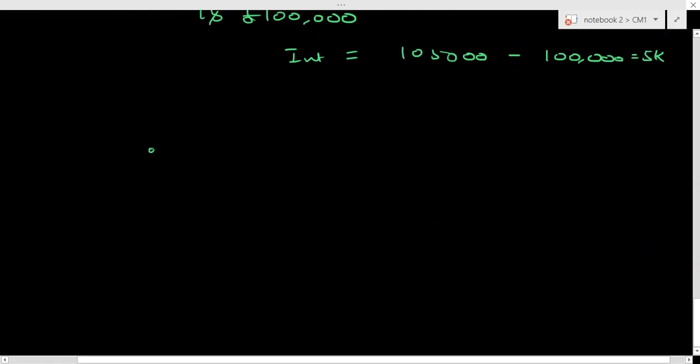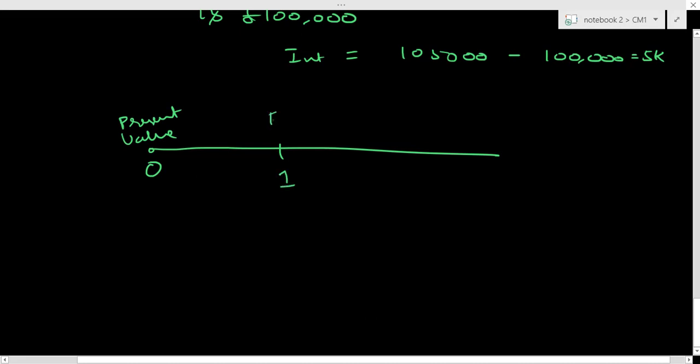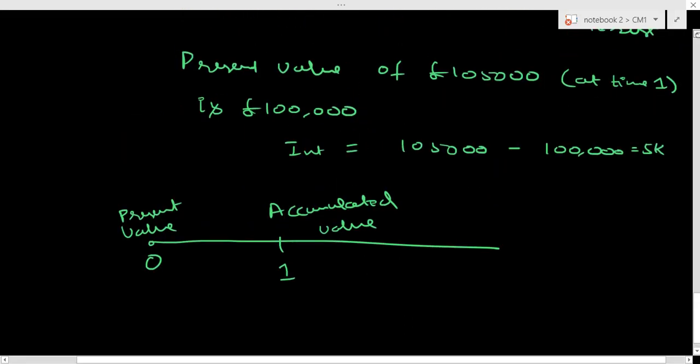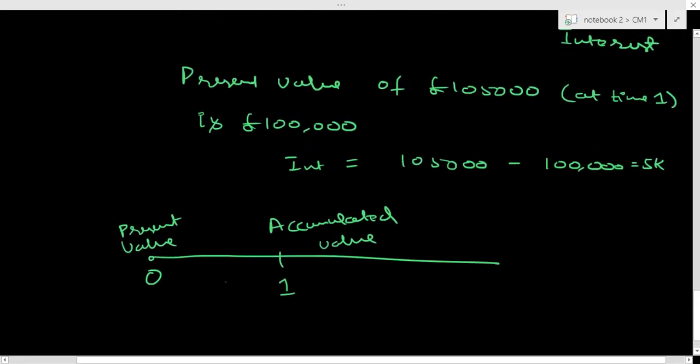So conclusively, I can say that the value at time 0 is called the present value. The value in the future at a future time is called the future value or accumulated value. That is, what is 100,000 pounds right now worth 1 year down the line? It's worth 105,000 pounds, because that's an amount you are indifferent about. And what is interest? Interest is basically the difference of the two. So interest is basically accumulated value minus the present value.